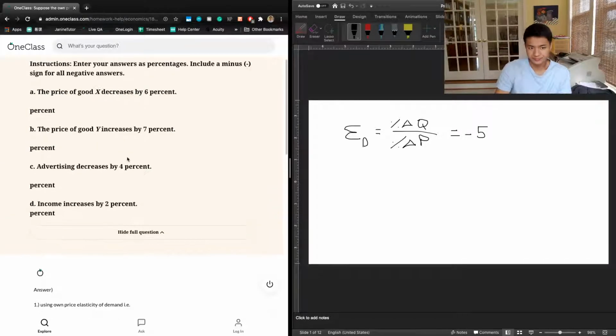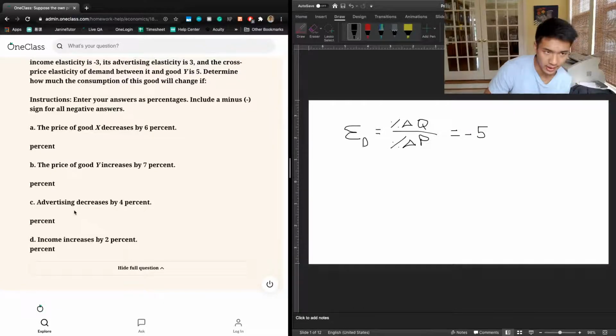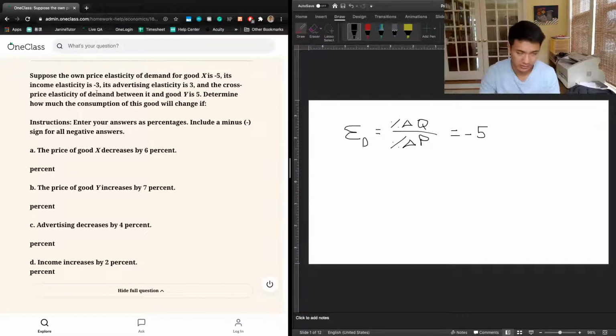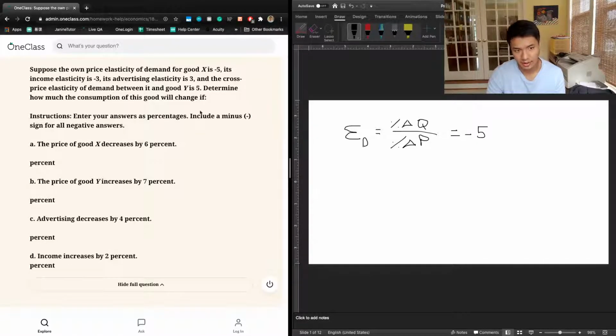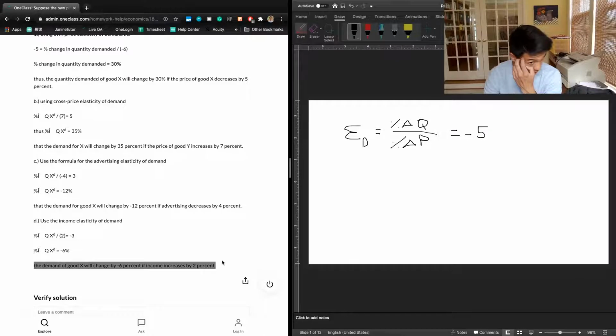And finally, D says income increases by 2%. Income elasticity is -3. We know that the change in quantity demanded is going to be 6%, right? And so that's going to be our -6%. So that's going to be our answer for part D. And so for part D, we see that demand of good X will change by -6% if income increases by 2%.